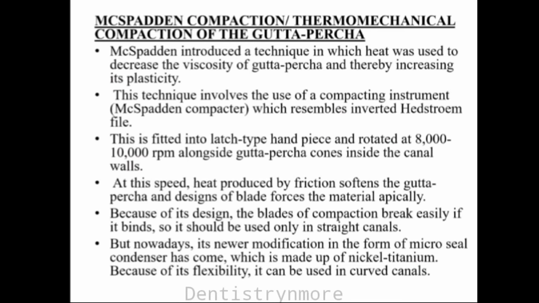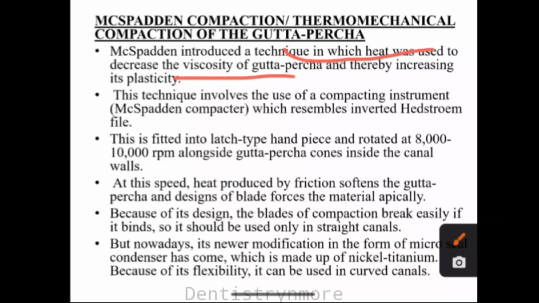Next is McSpadden compaction, or thermomechanical compaction of the gutta-percha. This is a technique in which heat is used to decrease the viscosity of gutta-percha and thereby increase its plasticity. The compactor is fitted to a latch-type handpiece and rotated at 8000 to 10,000 rpm alongside the gutta-percha cones inside the canal walls. At this speed, heat is produced by friction that softens the gutta-percha, and the blade forces the material apically.